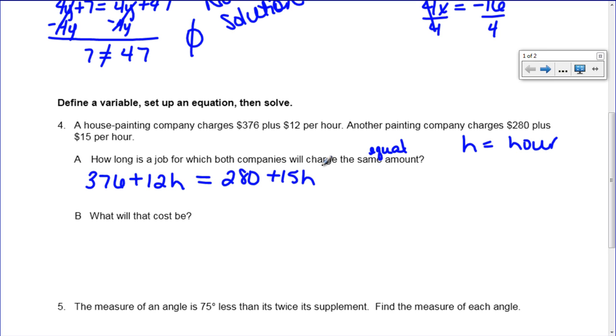Now to figure out how long this job is, I have to solve this equation, and I've written it kind of big, so I'm going to have to stretch this out. But I want to get all my h's together on one side, and just like I did up here, I'm going to move the smaller one to the other side. So the 12h is smaller, so I'm going to subtract 12h from both sides, which gives me 376 equals 280 plus 3h. So then I'm going to subtract 280.